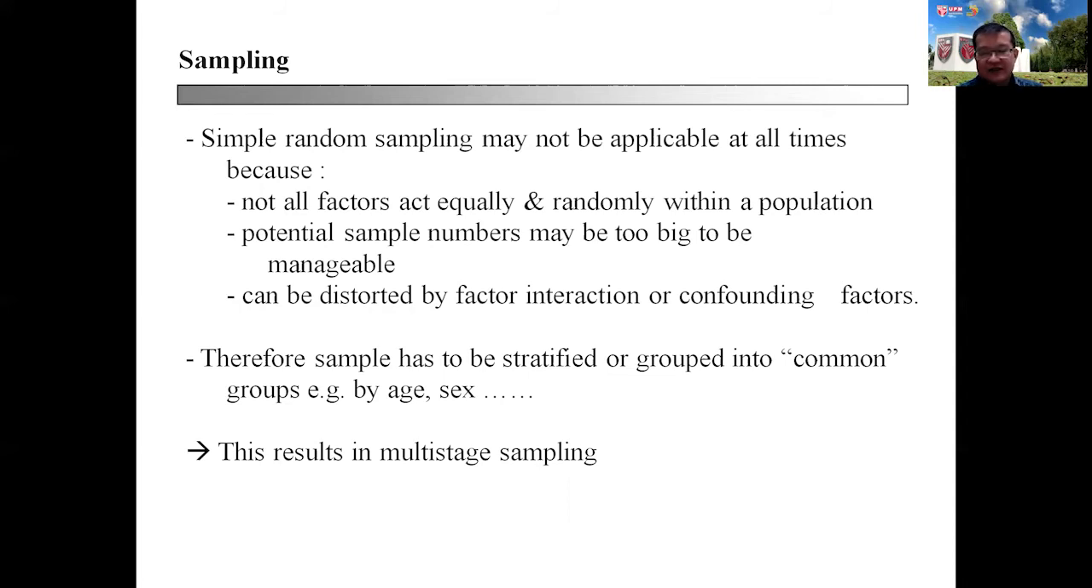And furthermore, they are also distorted by factor interaction or other confounding factors as well. And if you were to practice simple random sampling, another hurdle is that the potential sample numbers may be too big to be manageable. So it is common for us to stratify or group the samples into common groups. For example, you may want to stratify them by gender and then by age and so on and so forth. And this results in multi-stage sampling, which is actually applicable across a lot of disciplines.